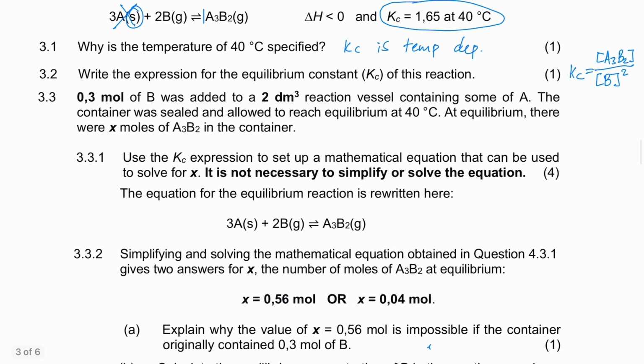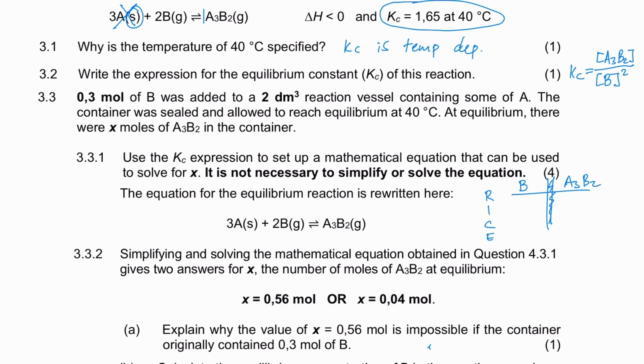Okay, so here we need to use a RICE table. So RICE. Now we're just going to focus on the compounds that will have a concentration. So I'm not going to include A. So here I'm going to have B, and then I'm going to have A3B2.